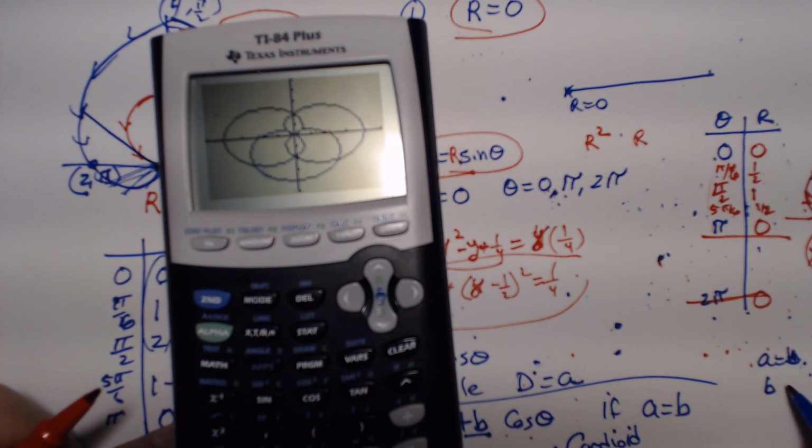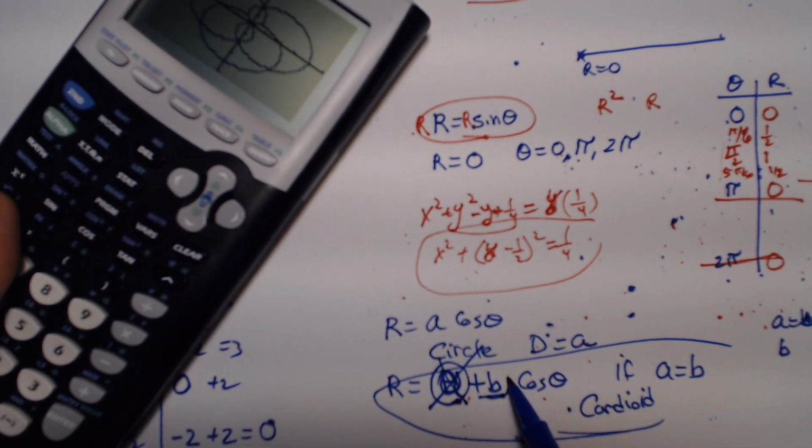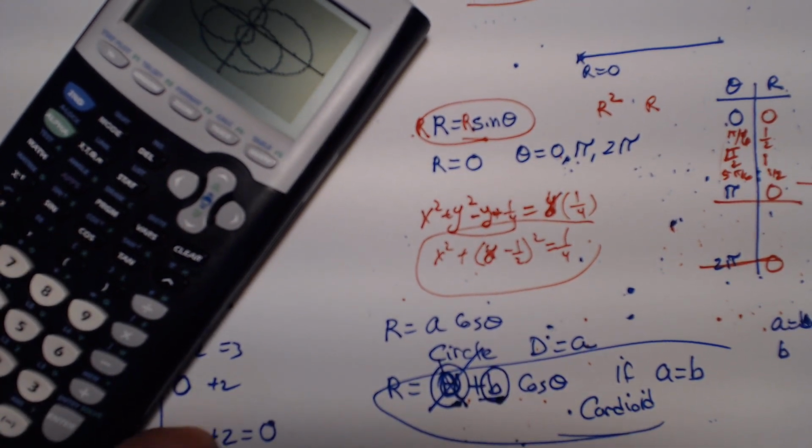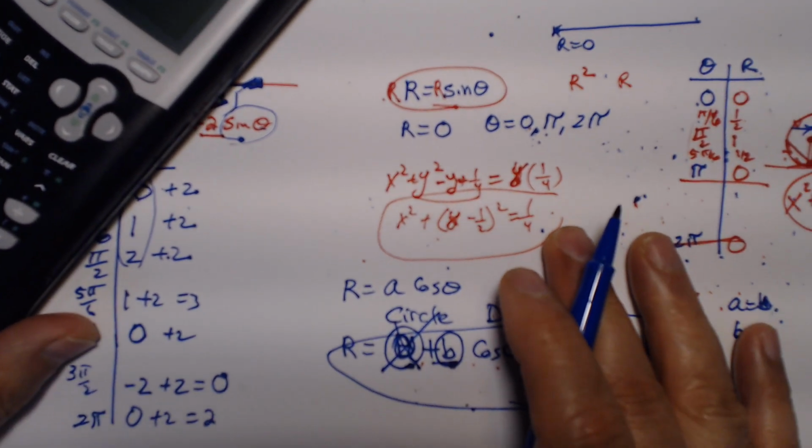If A is 0, it is a circle with B as the diameter. And we talk about horizontal line, we talk about circle, we talk about vertical line, we talk about cardioid.